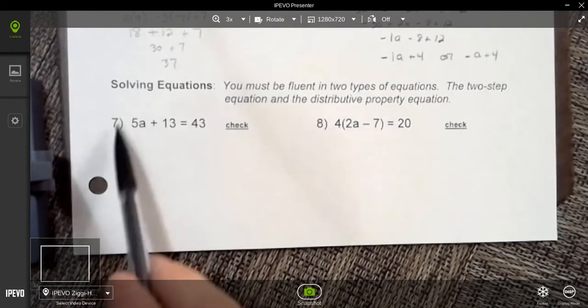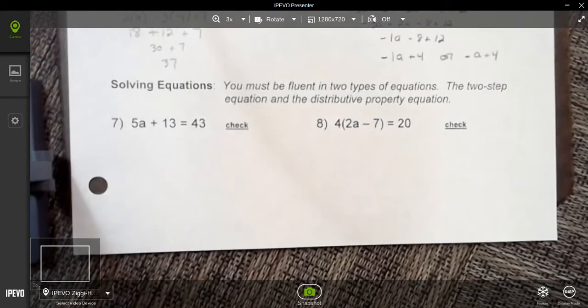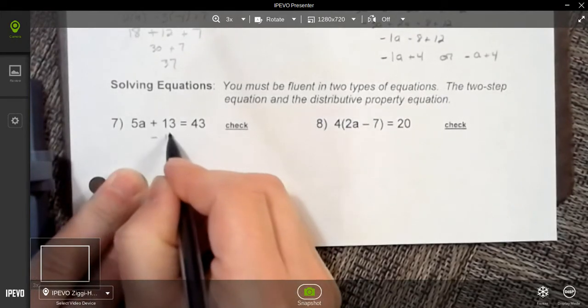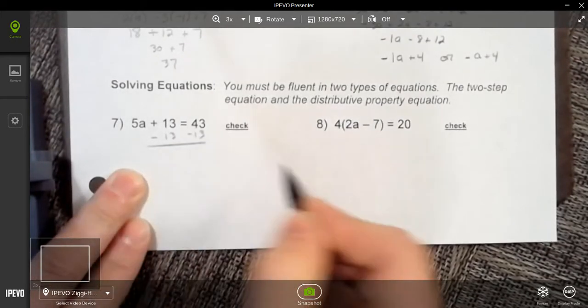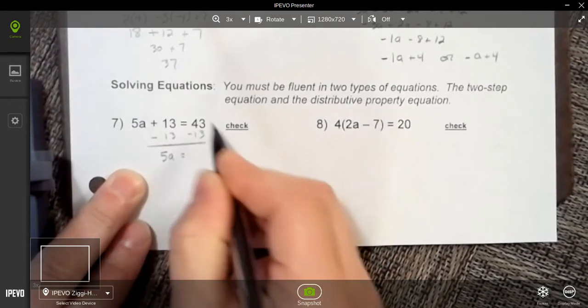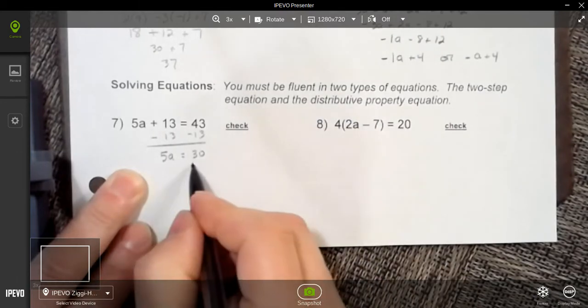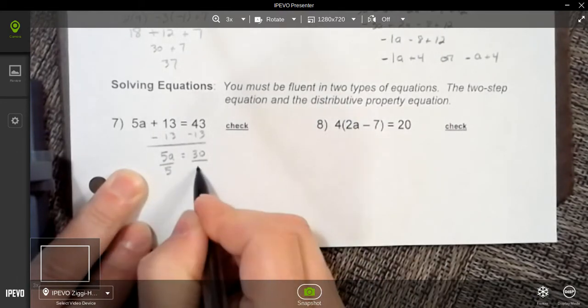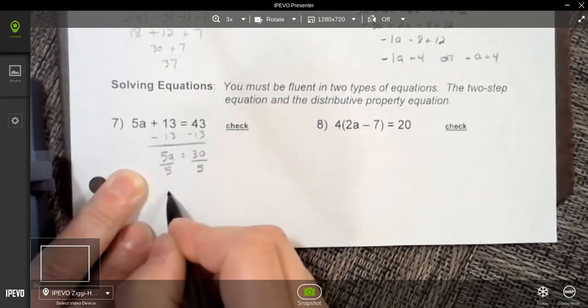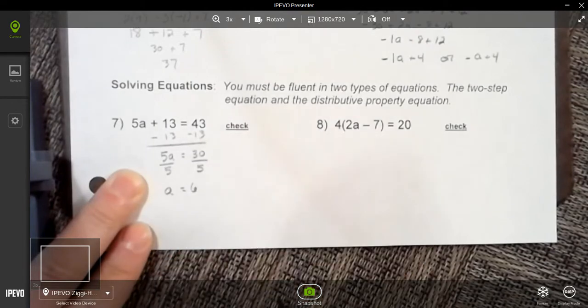And so I look at my variable terms over here on the left side. I see I've got this 13 that's with the variable term. So I'm going to go ahead and subtract 13 from each side as my first step. On the left, this is going to leave me with 5a, and on the right, this is going to leave me with 30. But I don't want 5a, I want 1a, so I'm going to divide each side by 5 to make that happen. 5a divided by 5, there is my 1a. 30 divided by 5 is going to have a value of 6.